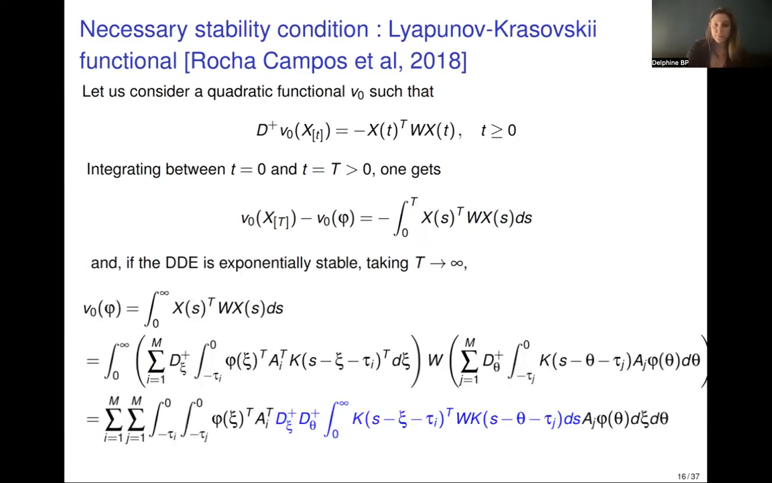Now, we use the Cauchy formula. We replace x of s inside the integral by the Cauchy formula that was obtained before in terms of the fundamental matrix. You apply Fubini, so you switch the different integrals, and you finally get this form of quadratic functional in terms of the matrix written in blue here, which is a bit complex, which involves the fundamental matrix, but still, this is just a quadratic functional.